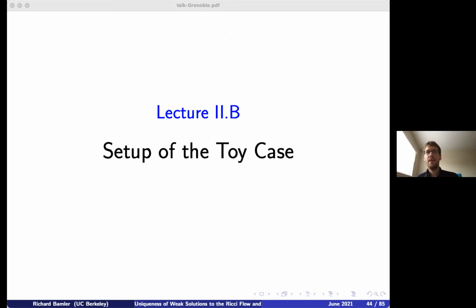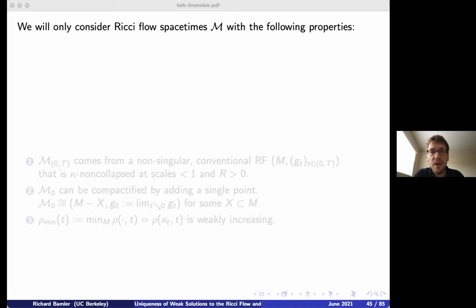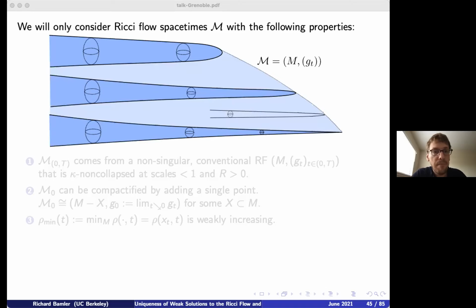So what I want to do next is set up the toy case. The proof of this uniqueness theorem is quite long. It fills about, I don't know, 200 pages or something like this. And so there are a lot of technicalities and things we have to worry about. And just to understand the main ideas of the proof, I think it's better to consider one particular simplified setting. Okay, so let me now present to you the flow that I want to consider.